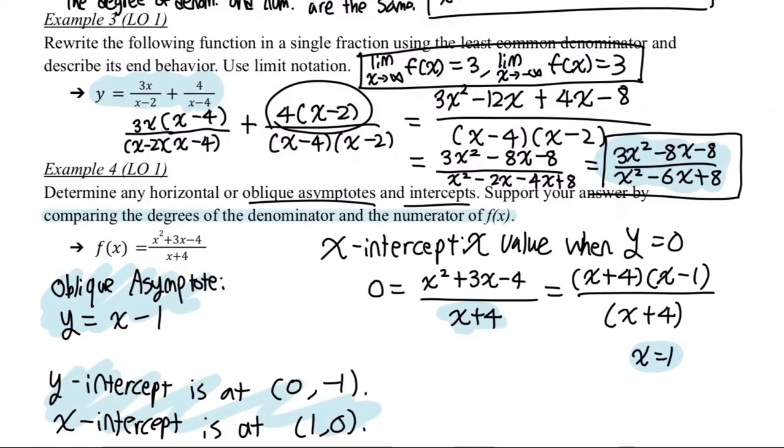Yeah, but I think other than that, we touched upon every single example in this lesson, and I hope you nailed this concept of end behavior and horizontal asymptotes, as well as oblique asymptotes.